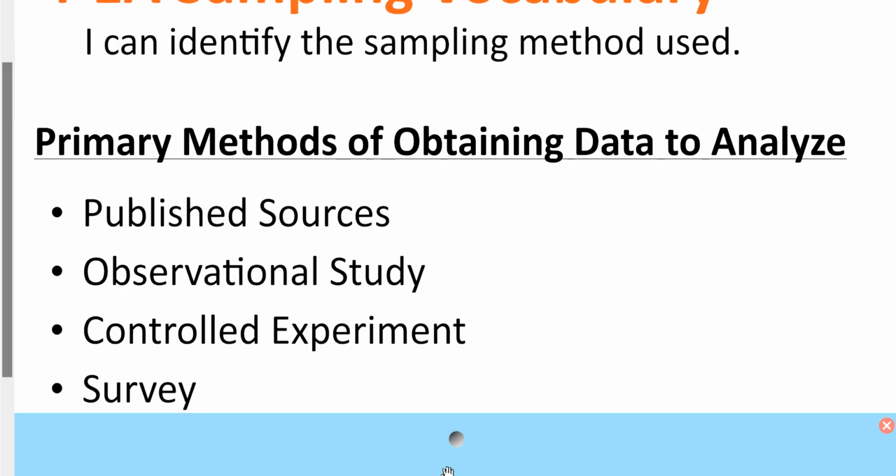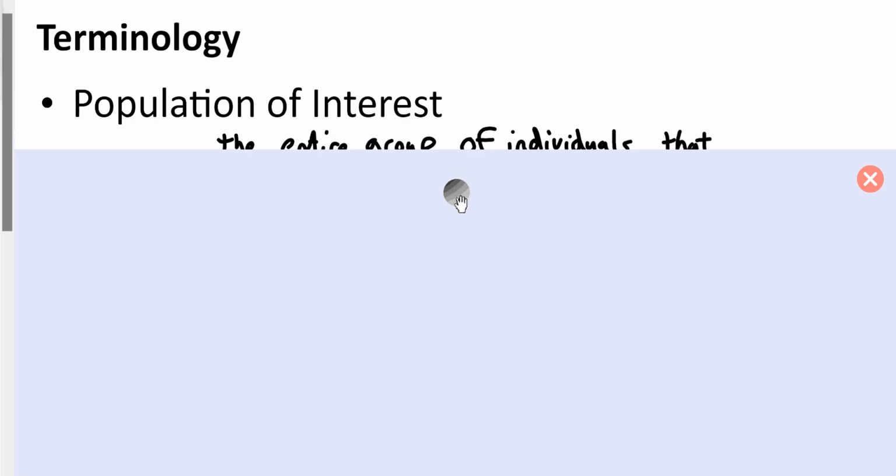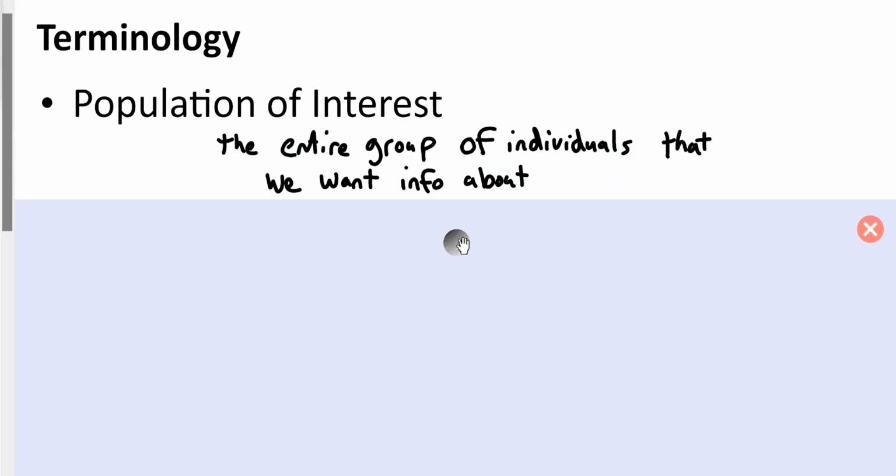All right, first of all, what is a population of interest? The population of interest is the entire group of individuals that we want info about. So if I was going to do a survey at our school, our population might be the entire school student body. That might be my example, and I want to know some things about the school.